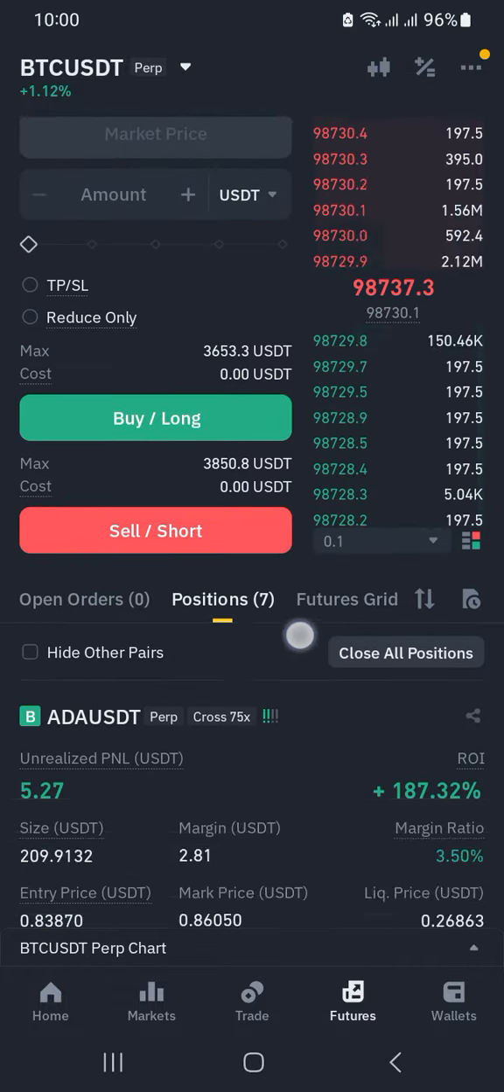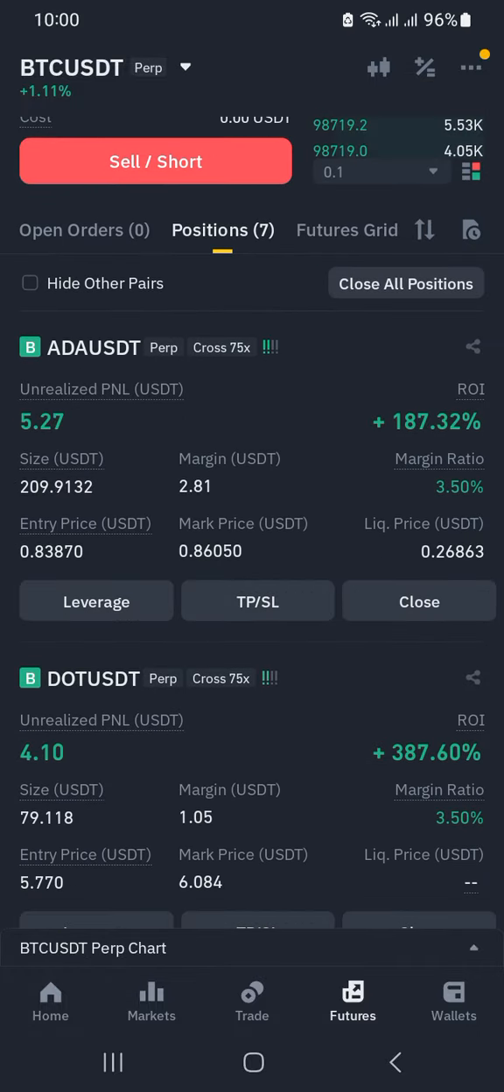I have 7 positions, right? Don't try this at home unless you have that upper hand, right? And you are confident enough. So you see the trade. I have 7 positions running.